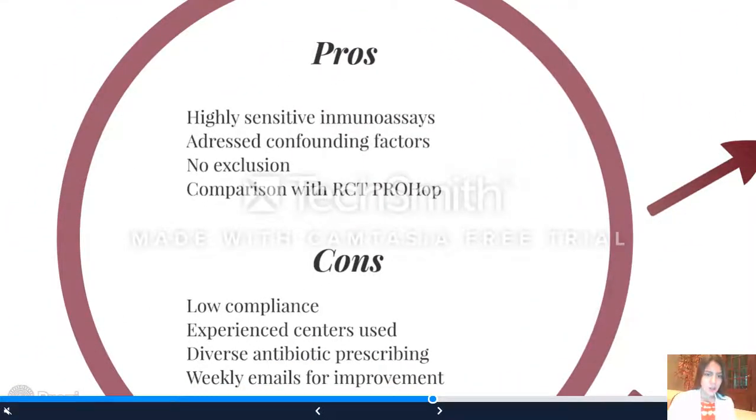Conclusions. Low compliance experience center used diverse antibiotic prescribing, weekly emails for improvement.